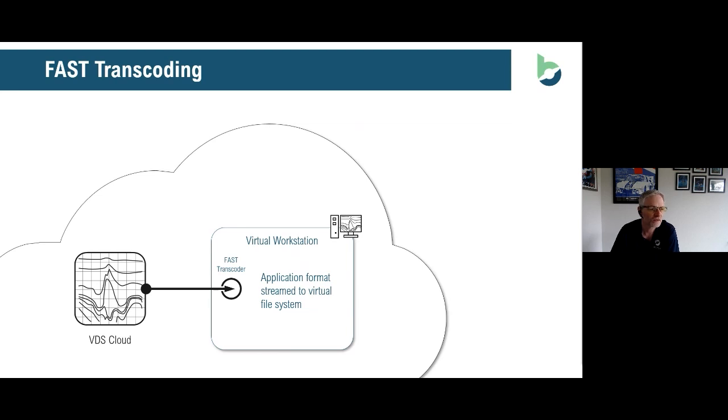FAST uses transcoding technology to read data stored in an Azure Blob Store in VDS Cloud, which is delivered directly to the workstation. We transcode that information on the fly directly into the application format, and we stream it into the application. The application thinks that it's reading from a file, but behind the scenes, it's reading directly from the cloud. So the data never touches disk.